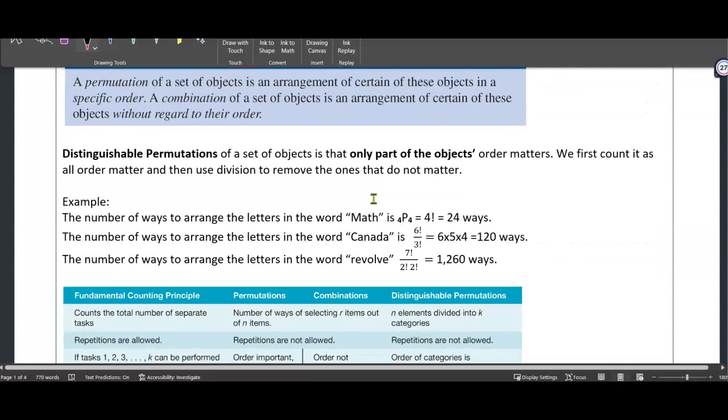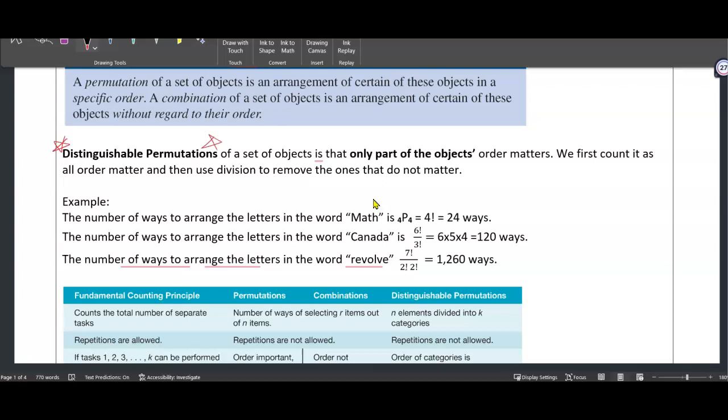This new name that we're going to put on permutation is called distinguishable permutation. It's generally permutation, but for some part of the permutation, order does not matter. So it's basically a hybrid of permutation plus combination, partially permutation plus partially combination.